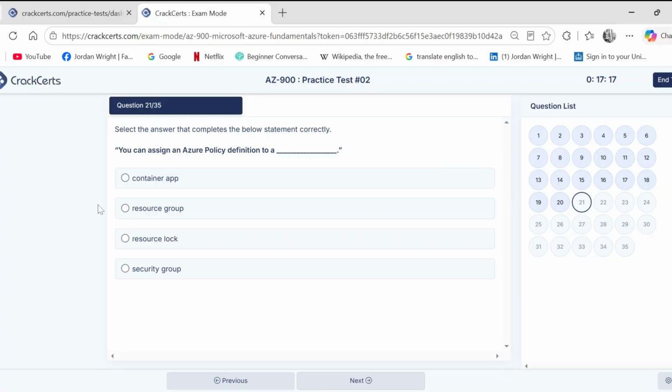Who can assign Azure policy? You can assign Azure policy to a resource group. Okay, I'll give you a clue with this one. What do you start off with? The resource group. So it's got to be resource group, isn't it? Yep, I agree with you. Yeah, I agree.